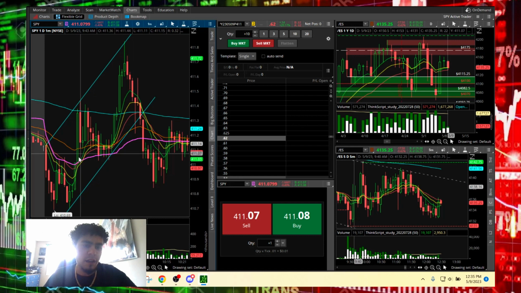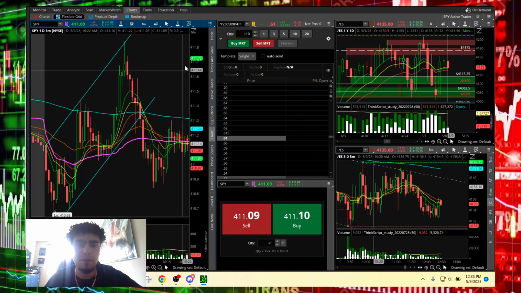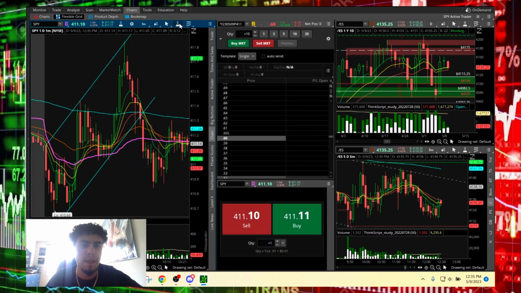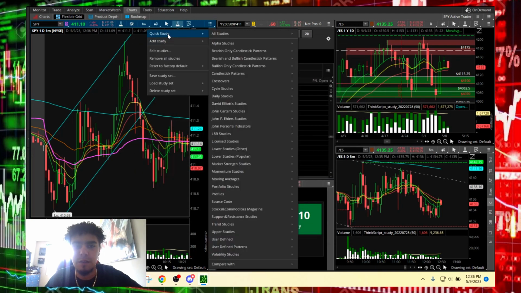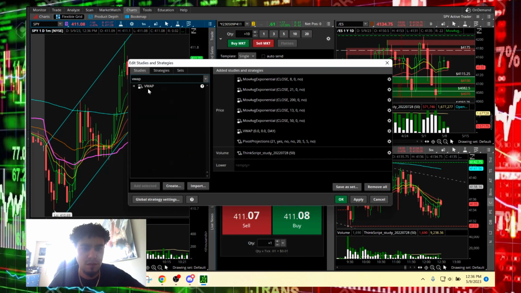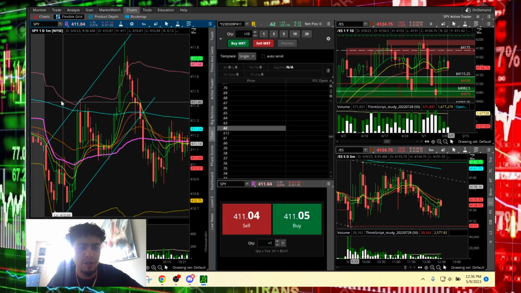Another indicator that I have is VWAP. I barely ever use it. Some people use the bands on VWAP. Let's see if I can get that on my chart. But it has like an upper VWAP and a lower VWAP. Let me see. Yeah, there you go. So this is your upper VWAP and this is your lower VWAP.